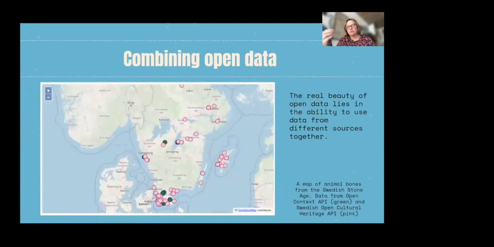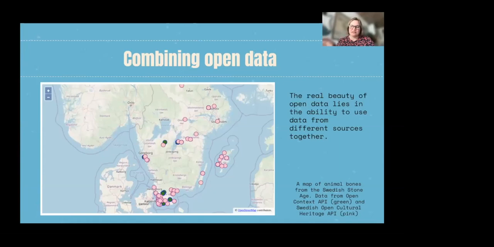Another thing we can do when we get this raw data is combine two or more different data sets. This is an example: the green dots come from the Open Context data set, which also has an API. It is a data set created by archaeologists who put up their data, which has geographical locations on it.